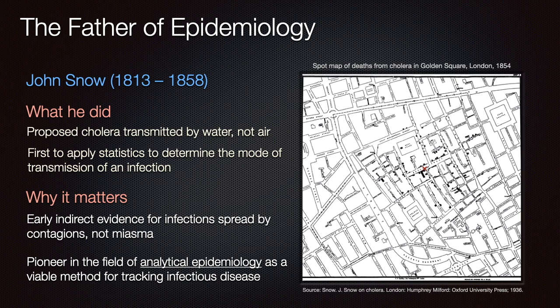Although the medical establishment could find no fault with Snow's analysis, they did not support his theory that it pointed to waterborne transmission for cholera. It's important to remember that the definitive confirmation of germ theory of disease, that disease is transmitted from person to person through a contagion, didn't come for another decade.